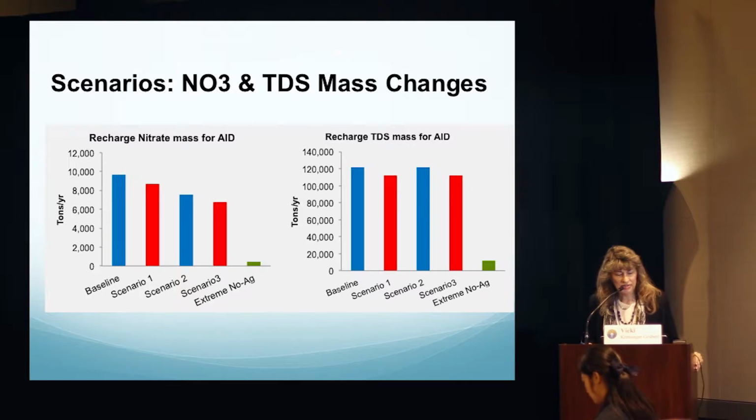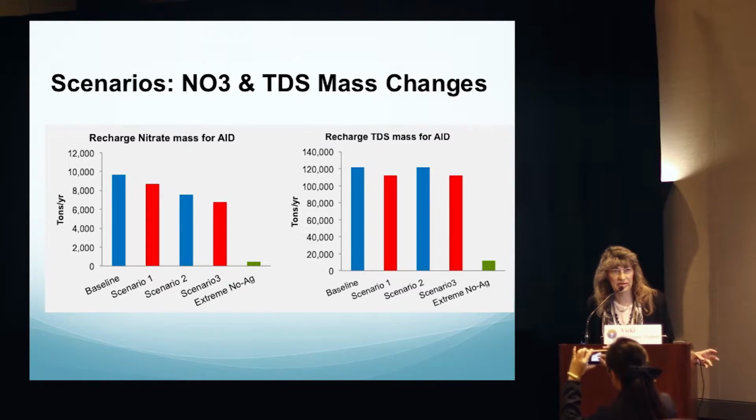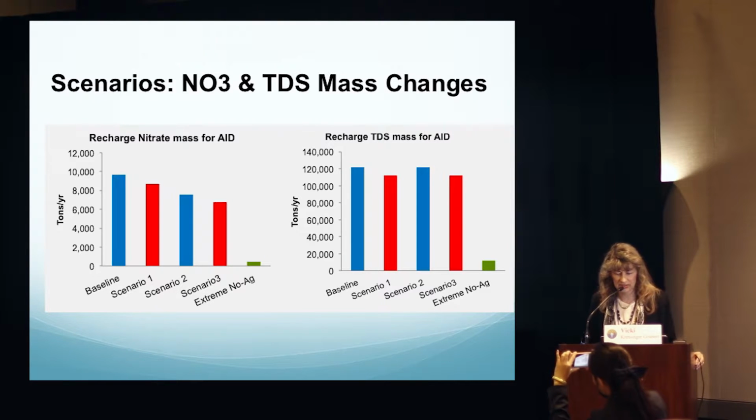So on the nitrate mass and TDS mass changes, we have increasing reductions in the nitrate mass from scenarios 1, 2, and 3. Part of this is due to the reduction in the irrigation water. We're accounting for the mass in the irrigation water itself and the decrease in the nitrogen loading in scenario 2. And in the TDS mass, it's mainly because of the reduction in the irrigation water that we also have a reduction in the salts.